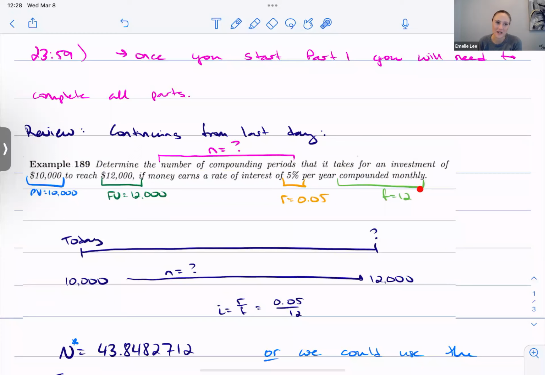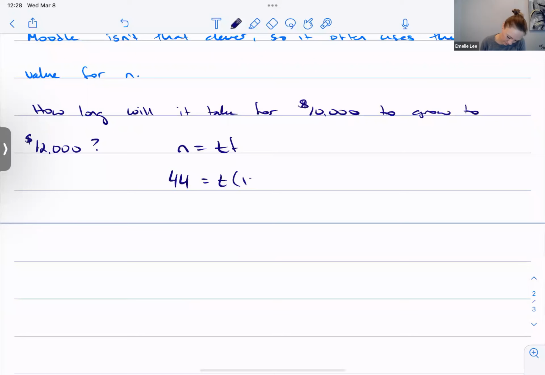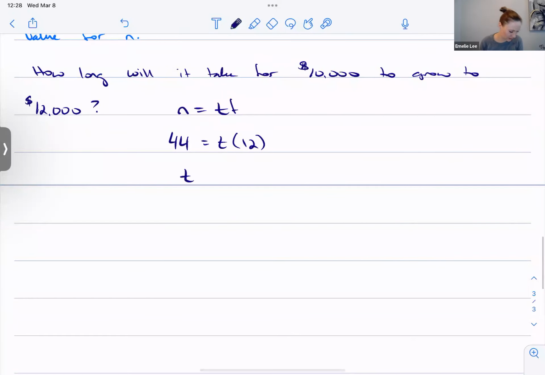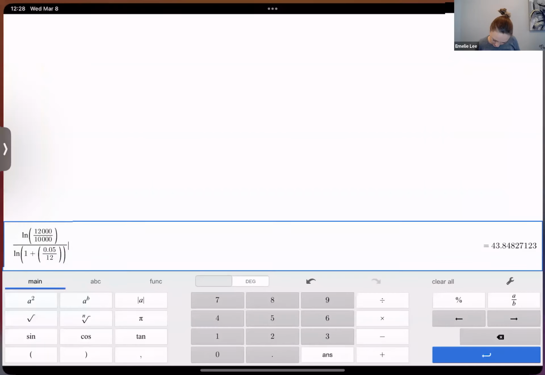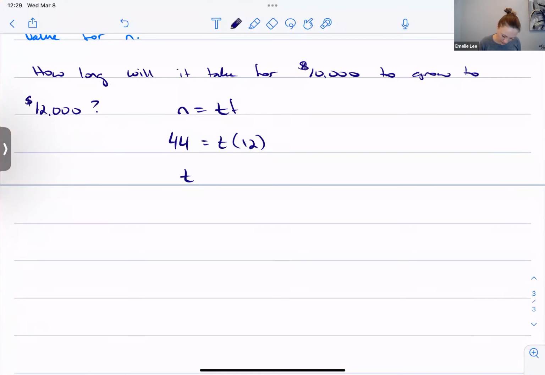Okay, how long is that in years? Well, f is 12. So t is, what's 44 divided by 12? 3.66 repeating years, right? It's going to be some number of months if you want, but usually just the decimal is fine. So t is roughly 3.667 years.